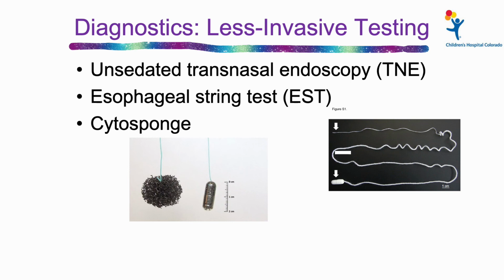that correlate with the number of eosinophil mediators in the esophagus. The cytosponge is a similar approach, but there's a sponge on the bottom, and when you pull it up, the sponge collects debris along the esophagus. That's then collected and spun down and examined for eosinophils.